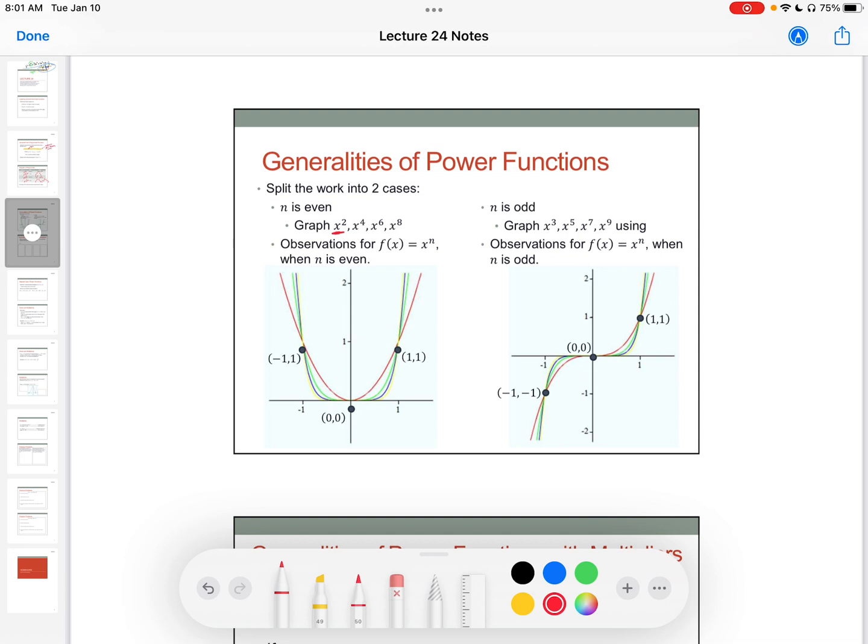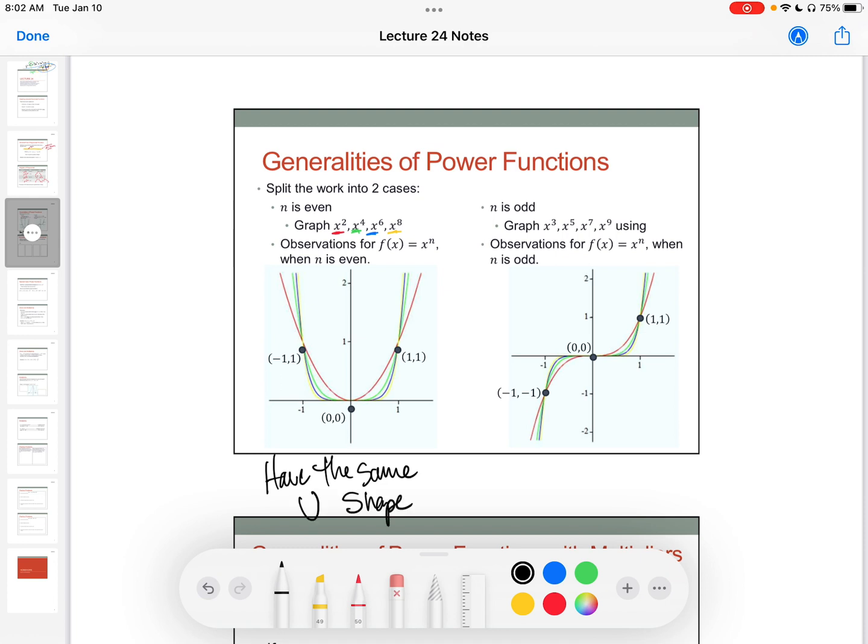You've got an x to the 4th function in green. You've got an x to the 6th function in blue. You've got an x to the 8th function in yellow. Now, all of these have a degree of an even variety: 2, 4, 6, and 8. And what do we notice about this? Well, every single one of these functions has the same U shape.